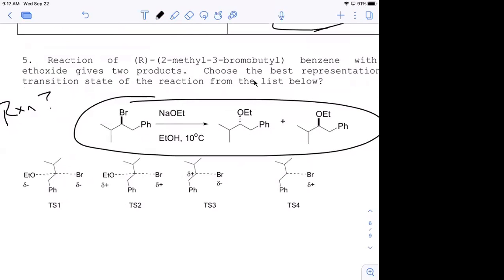Substitution. It is a substitution. Which mechanism is it going to follow? And to understand that, we need to look at all the factors. We need to look at the solvent, the substrate, the products, all of those are clues to the mechanism. What do you notice in the products that gives the mechanism away?